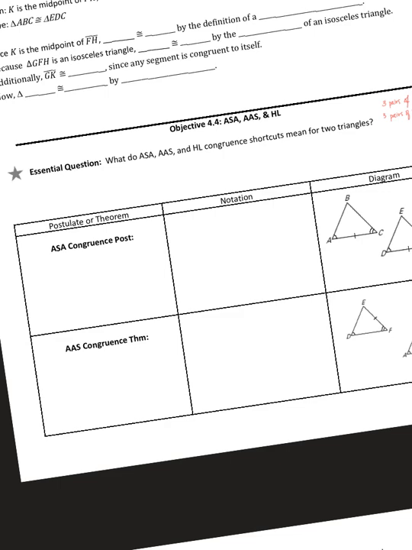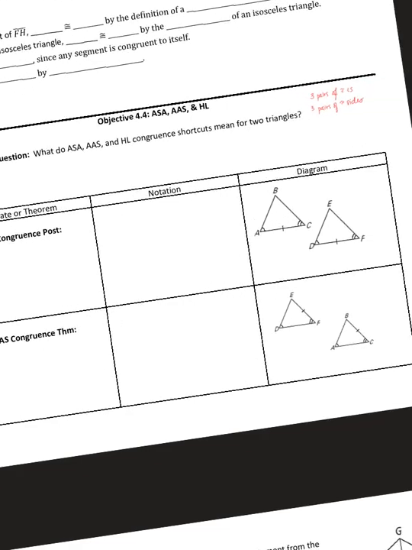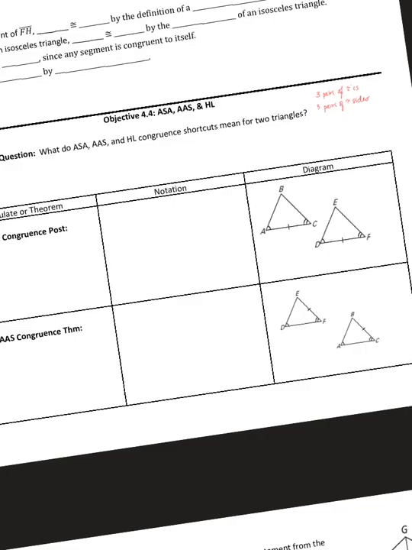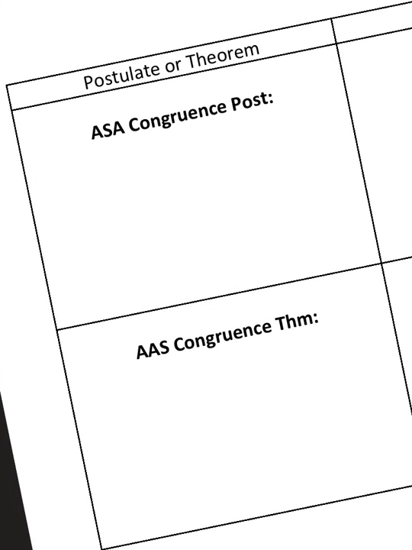So based off of yesterday, ASA sounds just like what you probably expect it to be. It stands for angle, side, angle. And so if you have 2 triangles with 2 congruent pairs of angles and a pair of included sides that are congruent, then the triangles are congruent, okay? And so that is the postulate for ASA. So let's come over here and we'll fill that out.